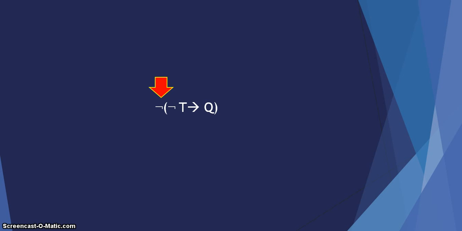It is the new negation. The negation operates on the entire claim in this case. So the major operator for "it's not the case that if not T, then Q" is the first negation, the negation outside the parentheses.